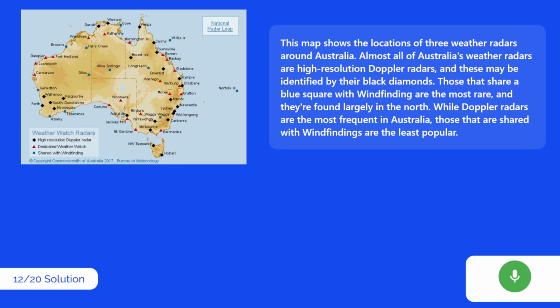Those that share a blue square with wind finding are the most rare, and they are found largely in the north. While Doppler radars are the most frequent in Australia, those that are shared with wind findings are the least popular.